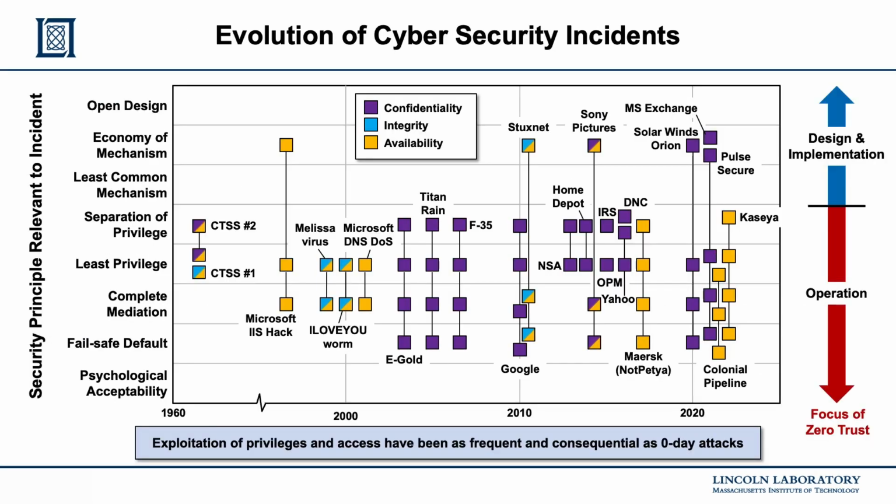What our study team did was to look at a number of security incidents over the past 25 years or so and categorize them according to which type of violation these incidents referred to: confidentiality, integrity, or availability. And then also which of the security principles that we just talked about were most relevant to the scale and the impact of the incidents that we're listing here.